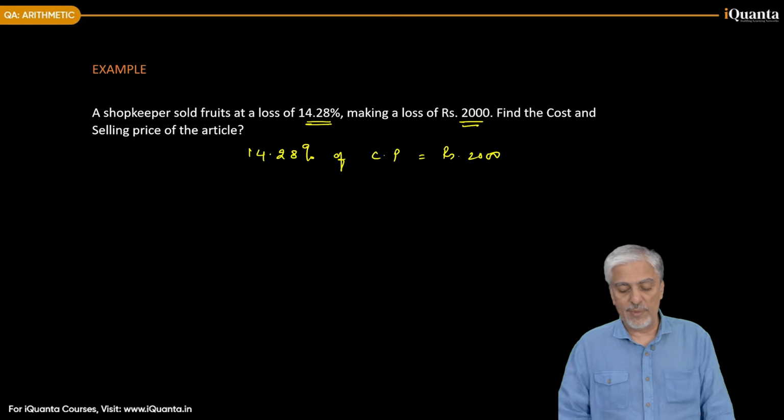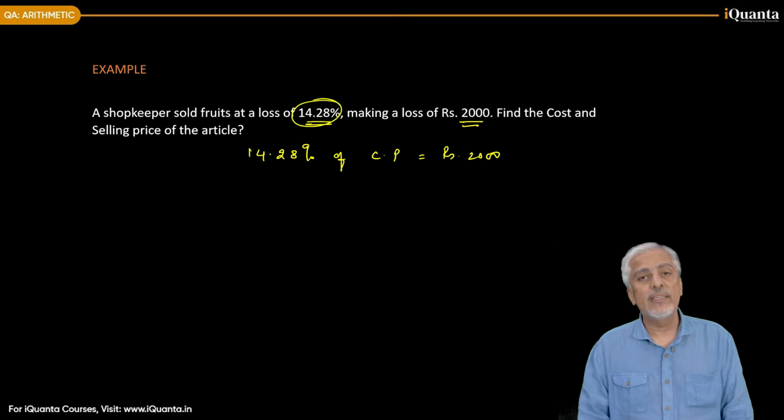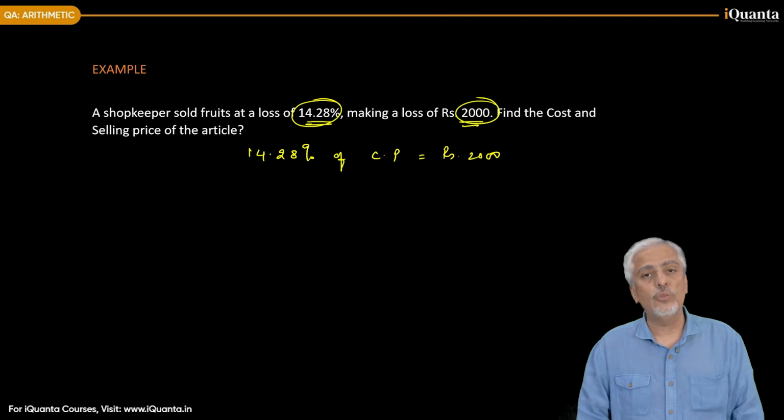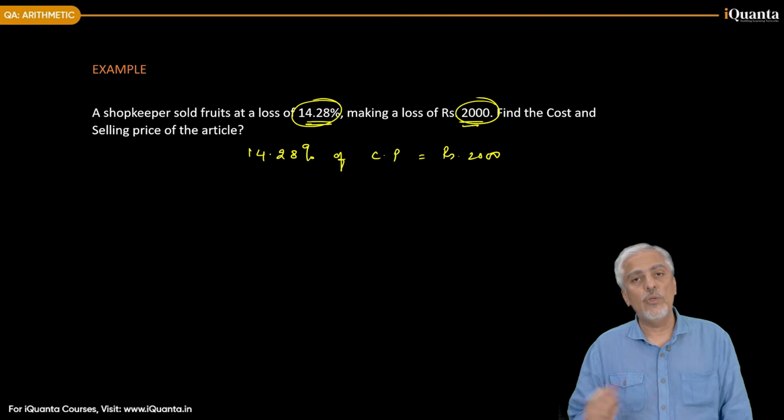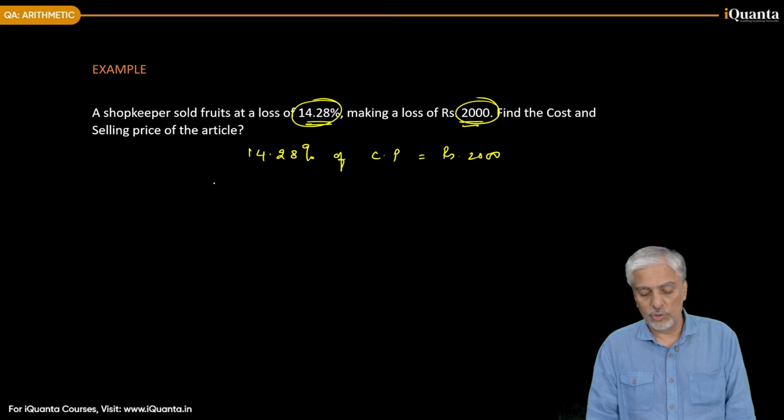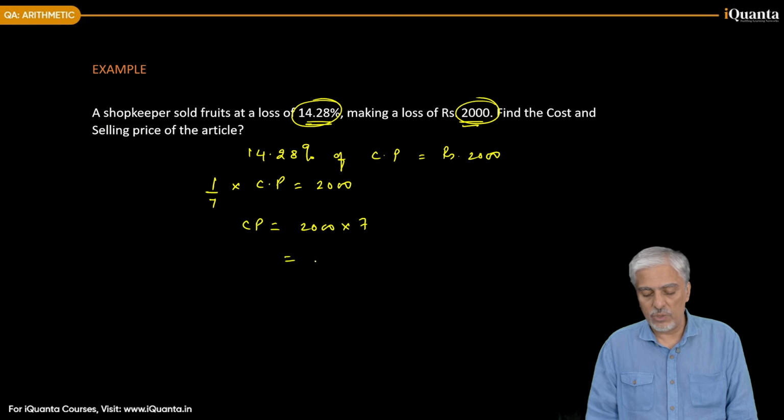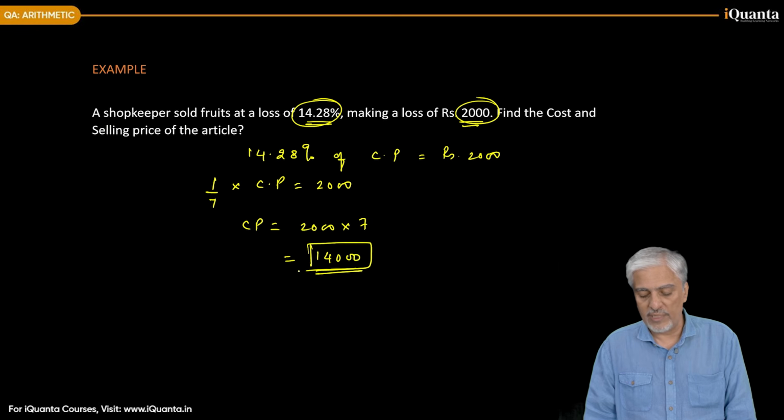Let's go through this again. You're making a loss of 14.28% and the actual loss is 2,000 rupees. So 14.28% is 2,000. We know 14.28 is 1 by 7. 1 by 7 of the CP is 2,000. So CP becomes 2,000 into 7. So CP becomes 14,000. So cost price is 14,000.